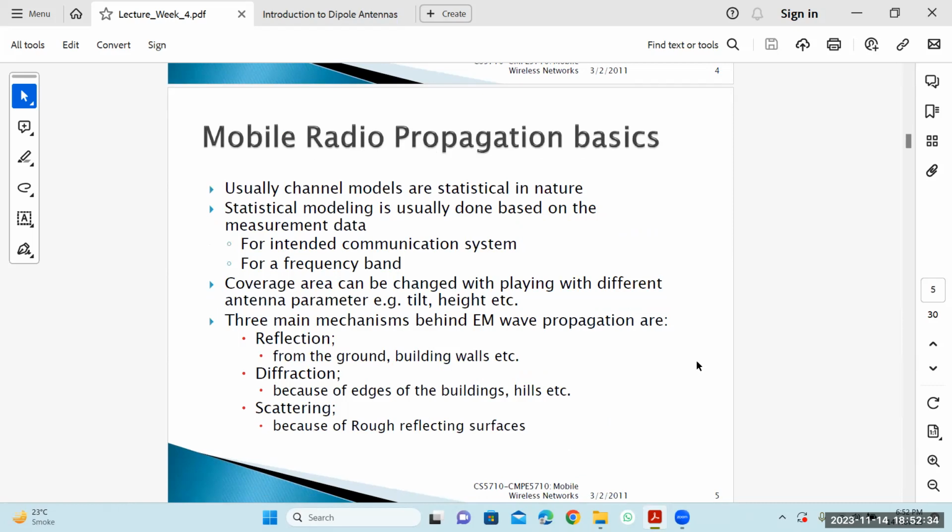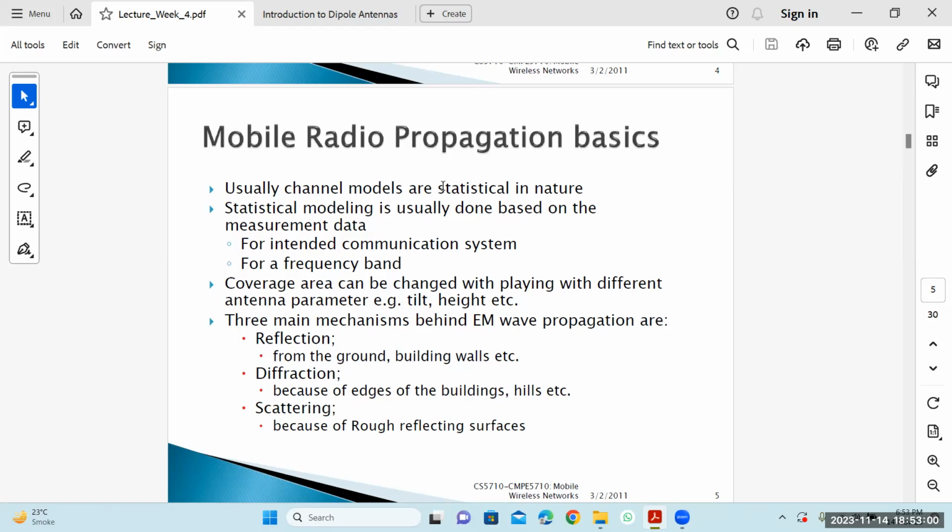Usually channel models are statistical in nature. So whenever we use the word statistical, it means probabilities are involved. If you just open a book of wireless communication, say the most famous book of wireless communication, that of Andrea Goldsmith, and skim it, you will see that more than 70% of the book is about probability.